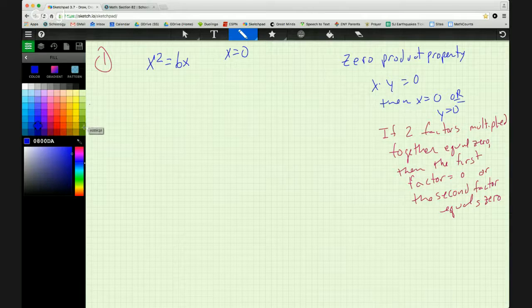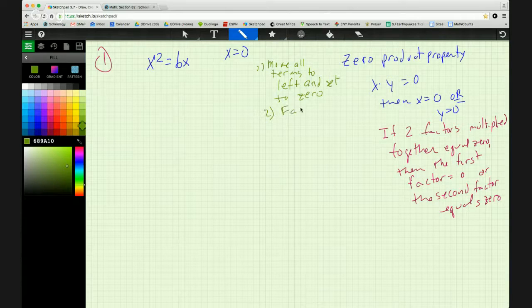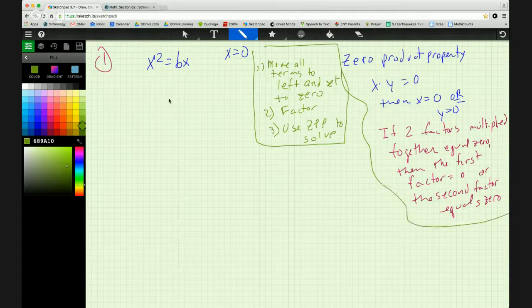You're going to follow these steps. You're going to move all terms to the left and set equal to 0. Then you're going to factor. Then you're going to use the zero product property to solve. That's our strategy in all cases. And again, here's our zero product property over here, and we're going to solve.